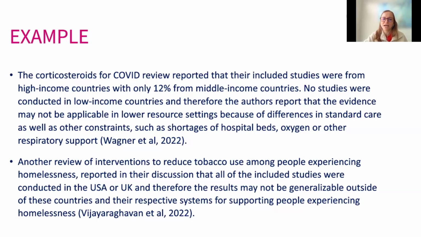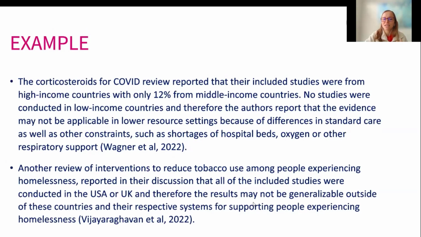And then another review that looked at interventions to reduce tobacco use among young people who experience homelessness reported that they found only included studies that were conducted in the USA or the UK. So the results might not be generalizable beyond those settings, and anywhere where their systems for supporting people who experience homelessness are different. So just commenting on it's okay that you didn't find evidence within those places that you wanted to find evidence, but just commenting on then the results might not be generalizable and what might be happening there.